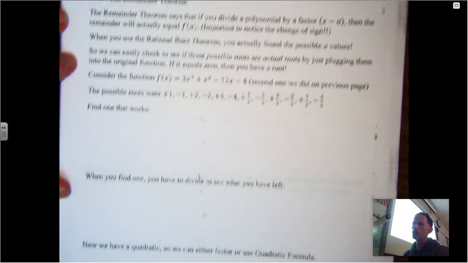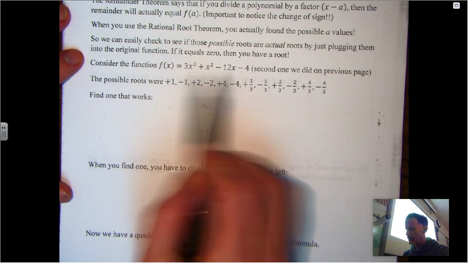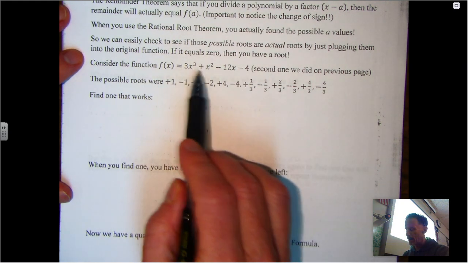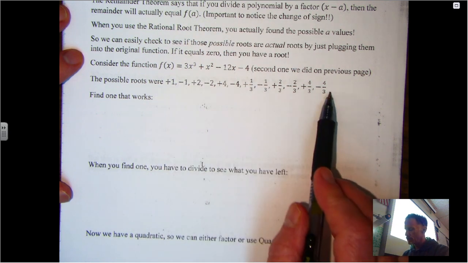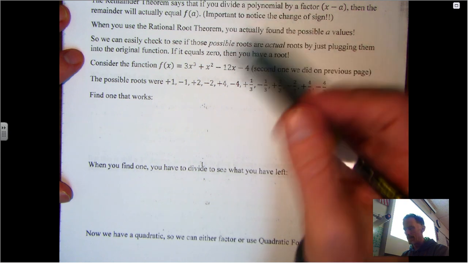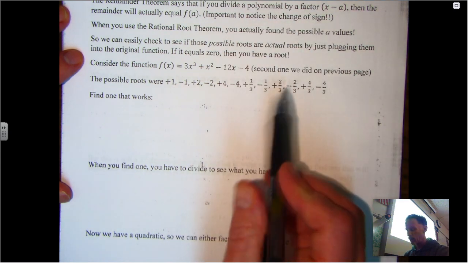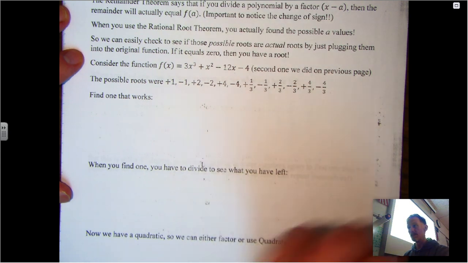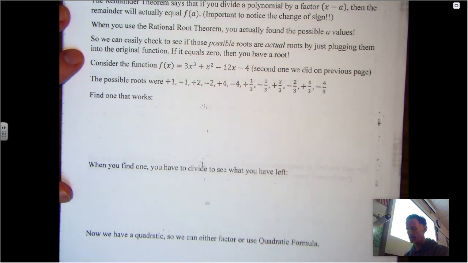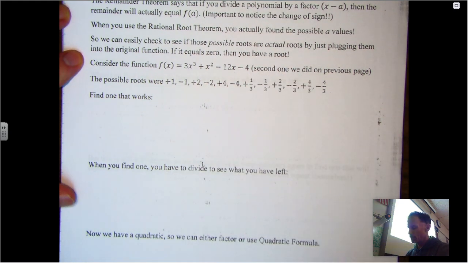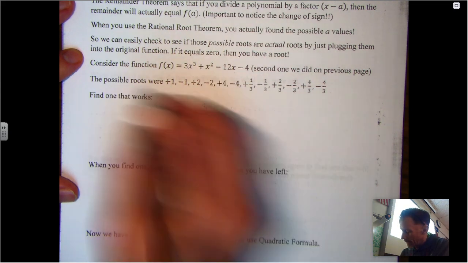So let's take a look and see what this process is going to look like. This is an example that I did a couple days ago on making the list of possible zeros. So here's our whole list. The remainder theorem says that I can just start plugging numbers in. And once I find one that equals 0, then I know I have a root, and I can use that root to find the other roots. Okay, so let's go and do that.